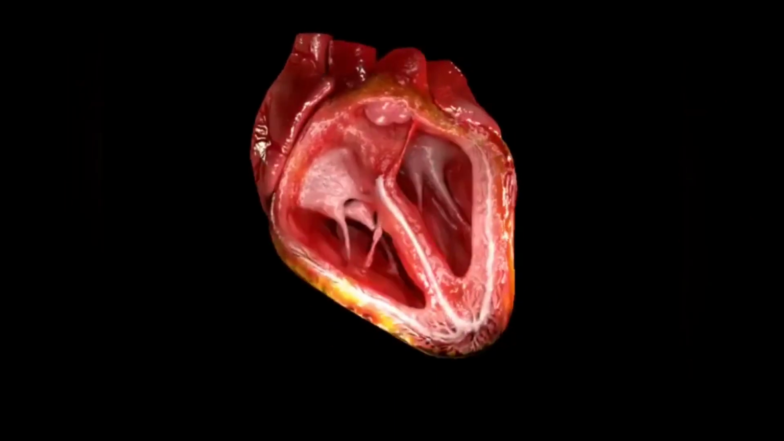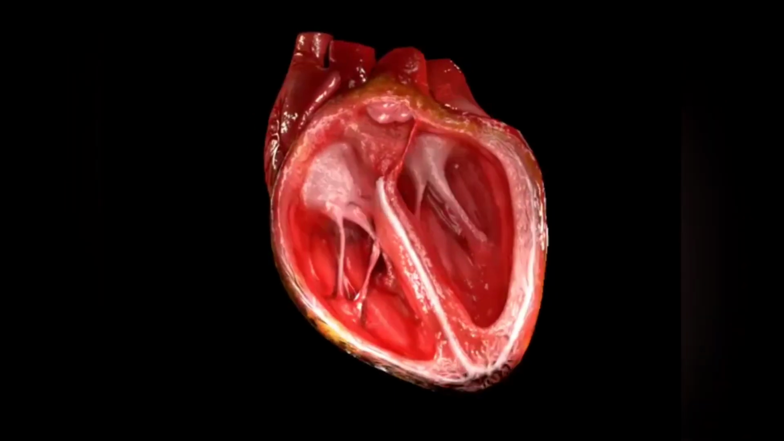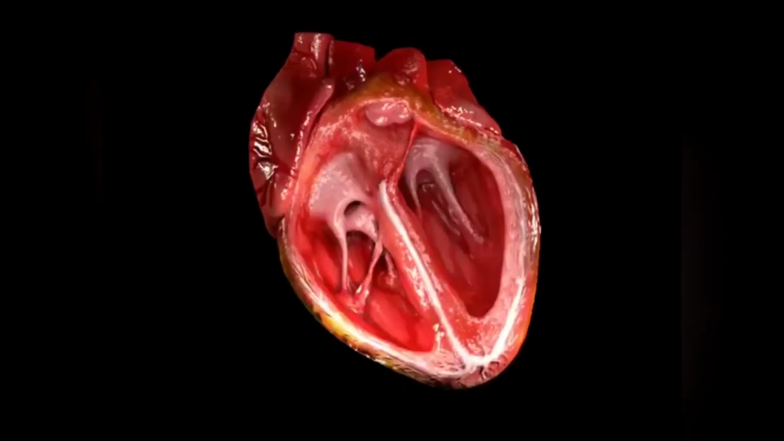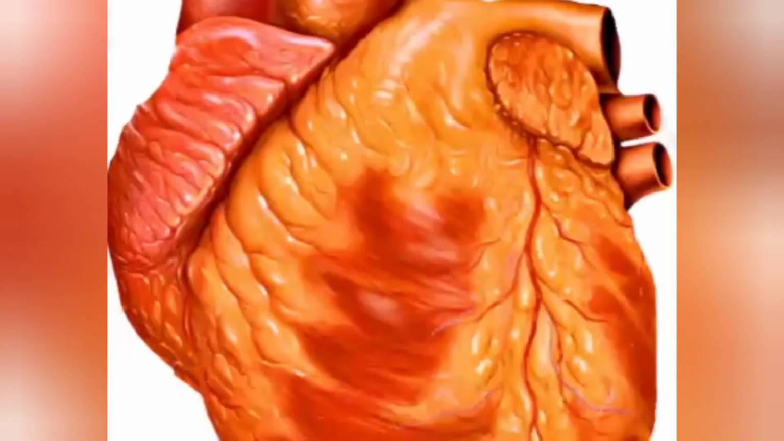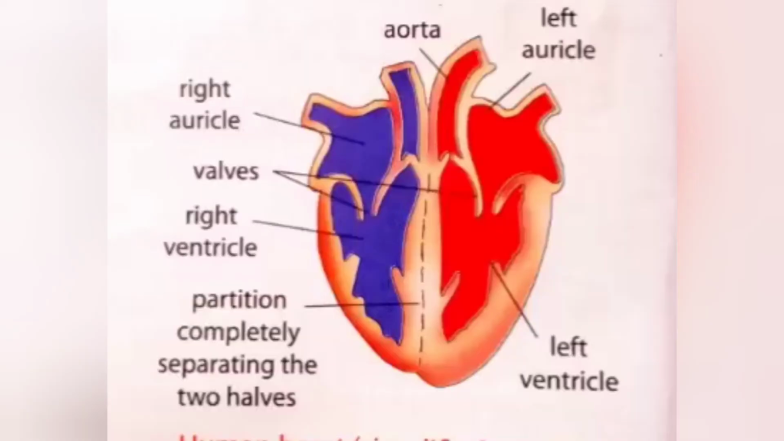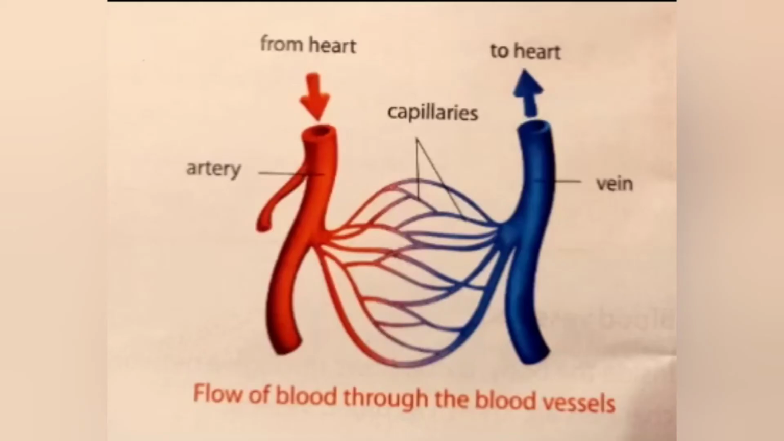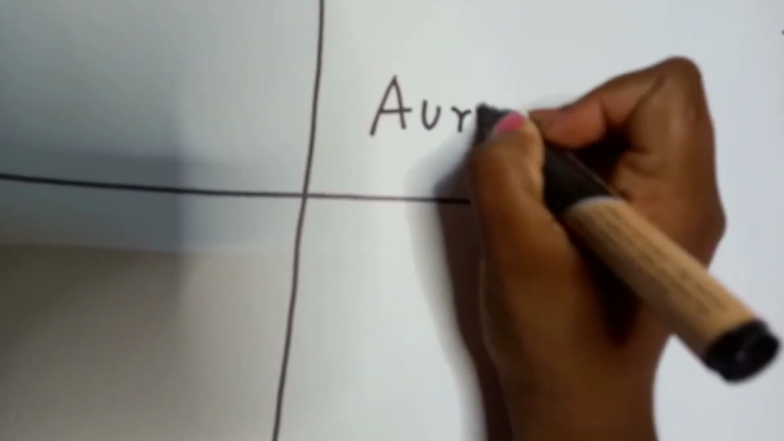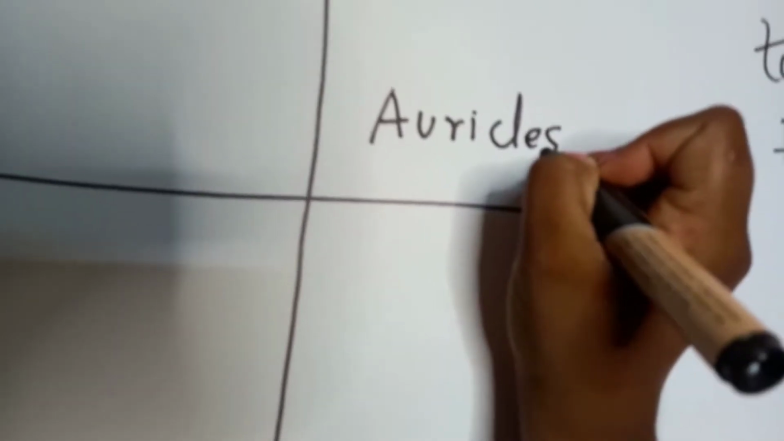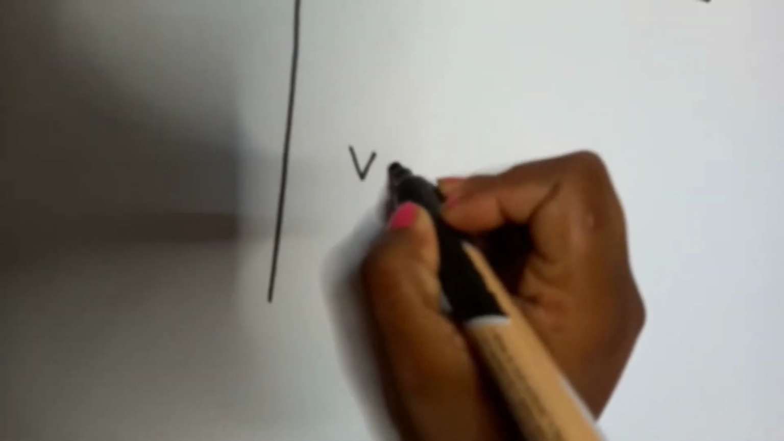The heart is a muscular organ that acts like a pump to force blood throughout the body. It is located in the chest cavity between the two lungs and is slightly tilted towards its left. We can feel the heart mostly on the left side of our chest cavity, and it is about the size of our fist. The upper two chambers of the heart are known as auricles and the lower two chambers are known as ventricles.